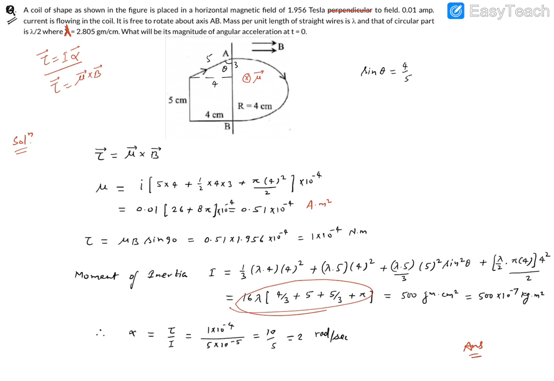Now these numbers when simplified come out to be 500 in CGS. We can convert into SI unit. Then alpha is going to be tau by I. Then we simply divide these numbers. We will get the answer as 2 radian per second squared. That will become the right answer.